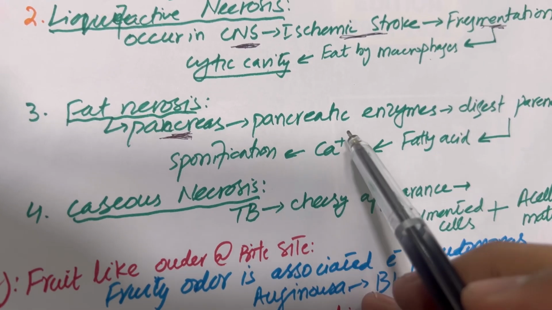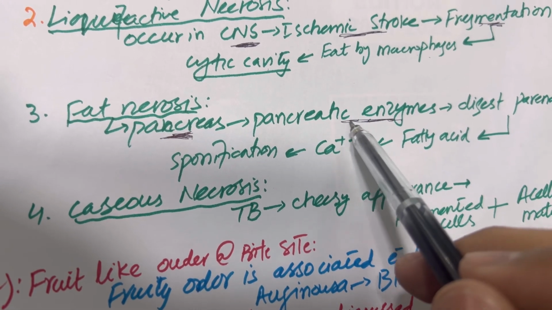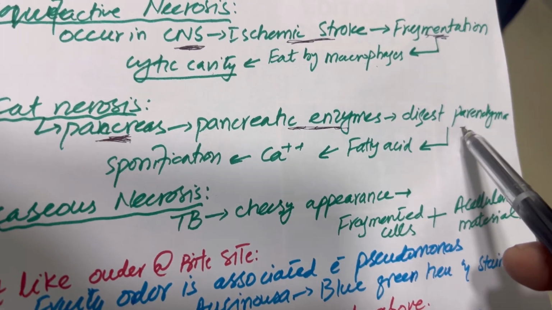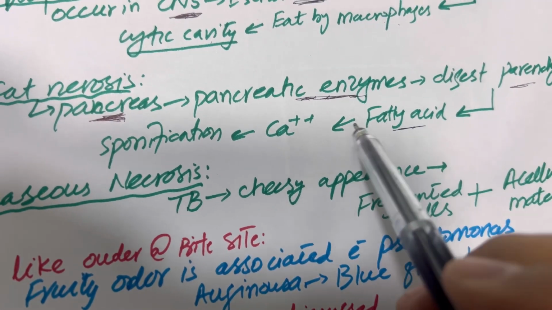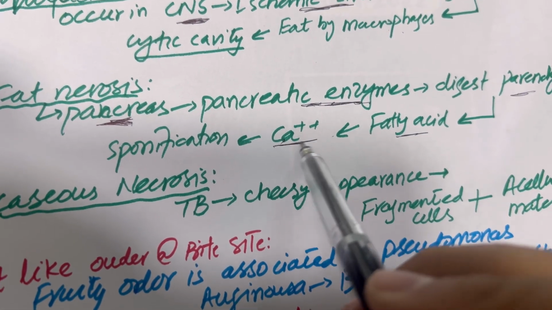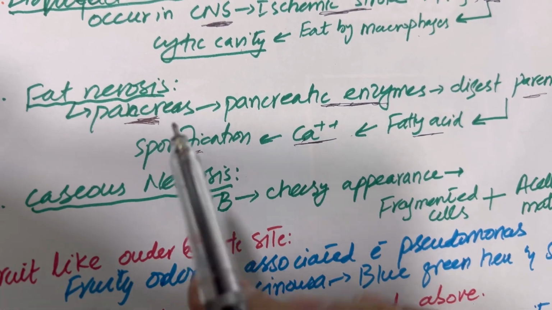Fat necrosis occurs very importantly in the pancreas. When the necrosis occurs, pancreatic enzymes come out of the cell. They digest the parenchyma of the pancreas. The fatty acid will be released. It will combine with calcium, forming saponification. The whole process is called fat necrosis.